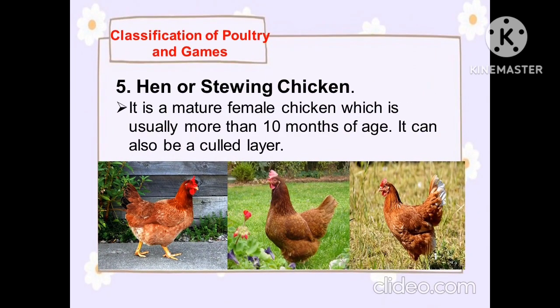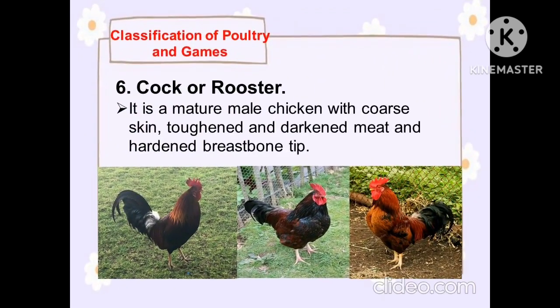Hen or stewing chicken is a mature female chicken which is usually more than 10 months of age. It can also be a coop layer. Next one is cock or rooster. It is a mature male chicken with coarse skin, toughened and darkened meat, and hardened breastbone tip.